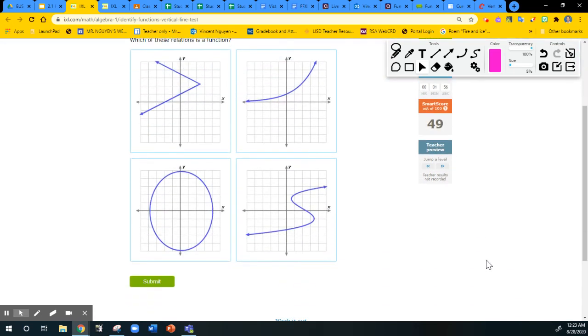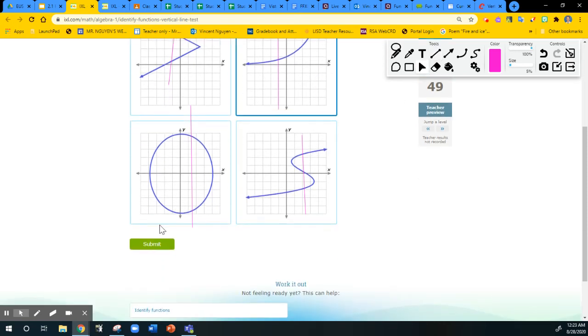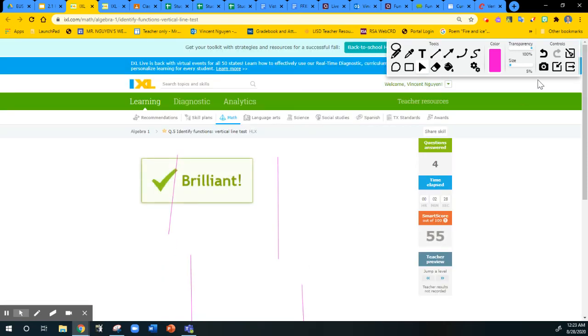All right, here is a multiple graph, and we have to check to see which one is a function. So this one fails the vertical line test here. It touches two places. This one failed. It touched two places. This one fails right here. It touched two places. Well, it's not really vertical, but you get the point. If it's straight up and down, it actually touches three places. The only one that passes the vertical line test is this one. So I am going to say this graph is actually the answer. That's the function. Submit. Excellent.